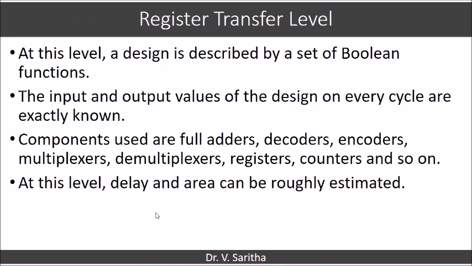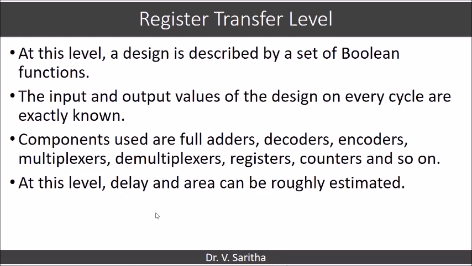The next step is the register transfer level. At this level, the design is described by a set of Boolean functions. How we are going to give the detailed design will start from this particular process. The input and output values of the design on every cycle are exactly known. The sum of two binary numbers will take a number of cycles to perform its operation. In the behavioral level, we see only the result at the end of the complete operation. In the case of register transfer level, at every cycle we will know what the output and what the input is.